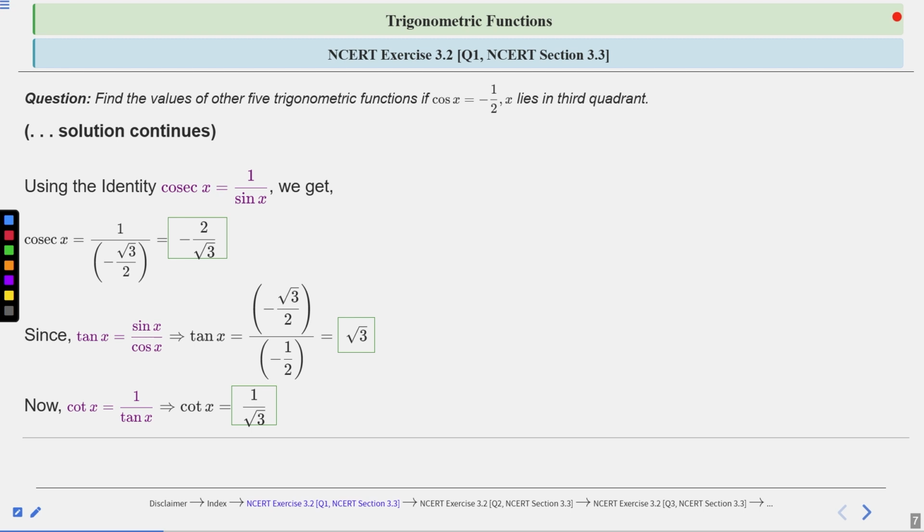We have got cos x is given minus 1 by 2. We have got now sin x, tan x, cot x, sec x, and cosec x. Hope you all have understood this. Let us move to the next question.